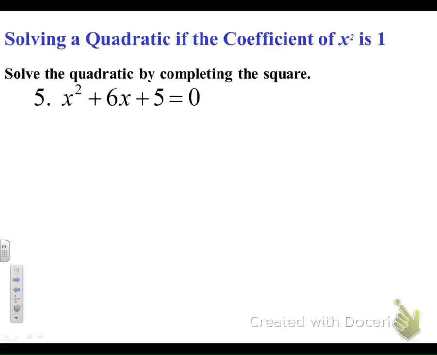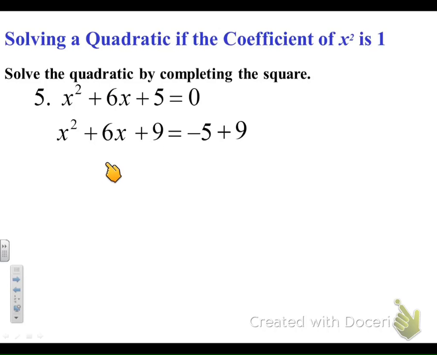One last one. If we have x squared plus 6x plus 5 equals 0, I need to get these two terms by themselves on one side. So I'm going to move the constant to the other side. And then I'm going to take the middle term, divide it by 2, and square it. So 6 divided by 2 is 3, squared will be 9. So I'm going to add 9 to both sides.